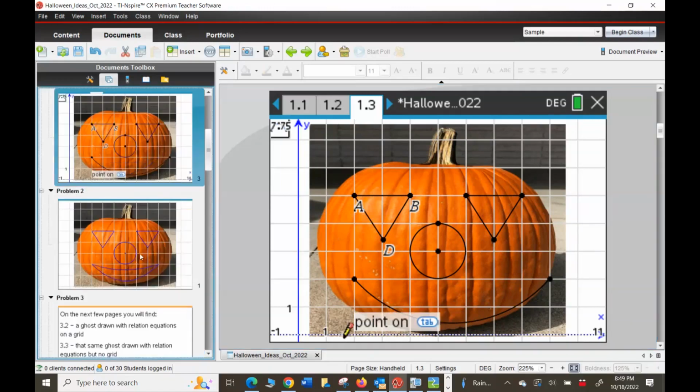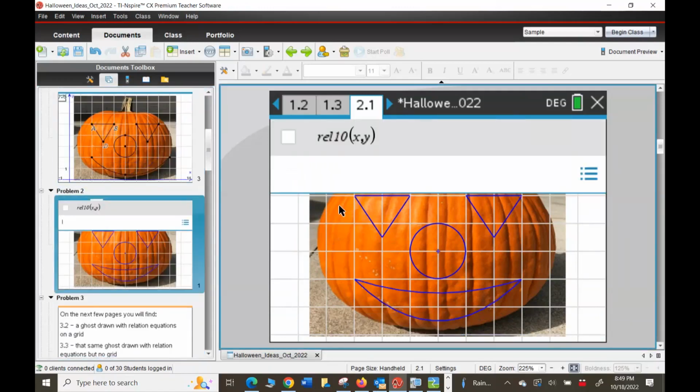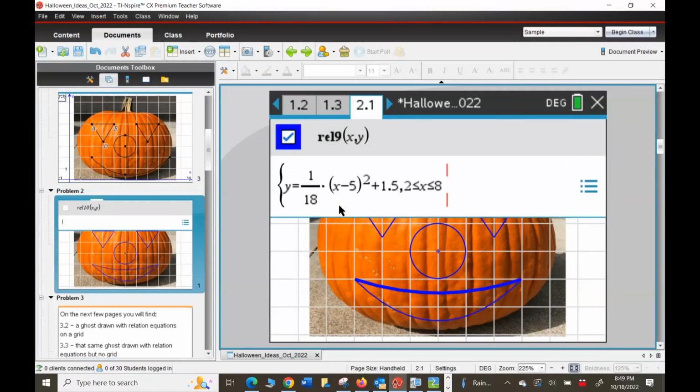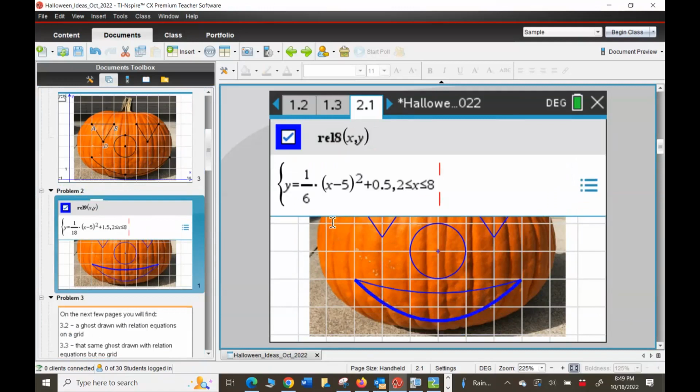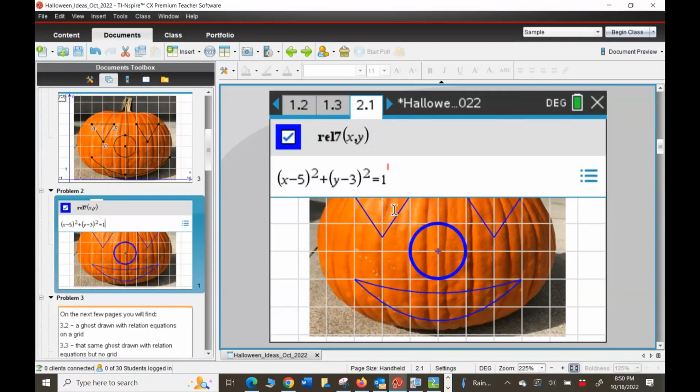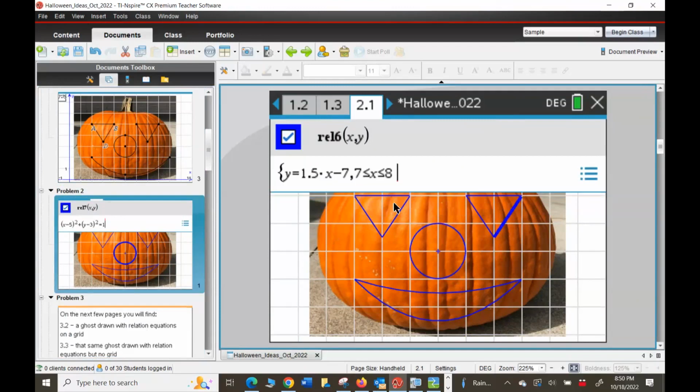What else? So this is one that I drew with functions, or I'm sorry, with relations. And you can see the top part of the mouth is that parabola. The bottom is that parabola. And a circle, I can get a whole circle in there, a nice circle. And then again, I did lines to make the triangles.